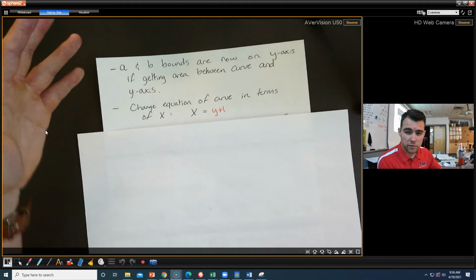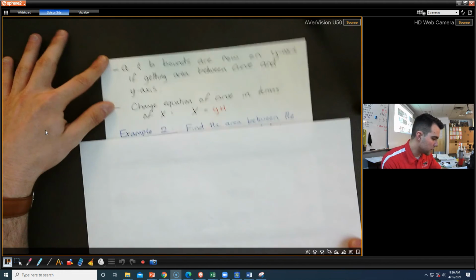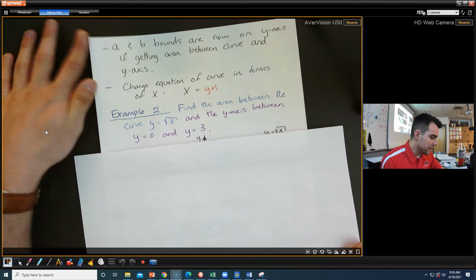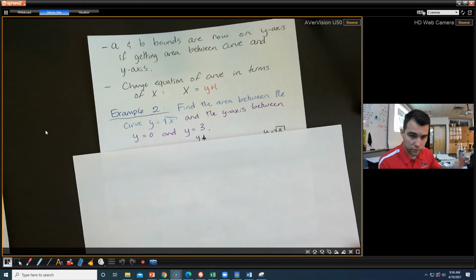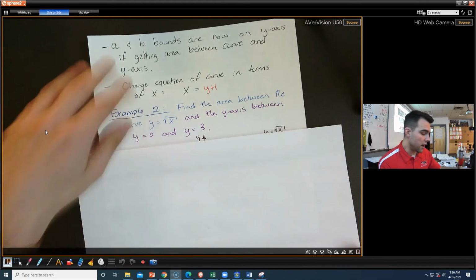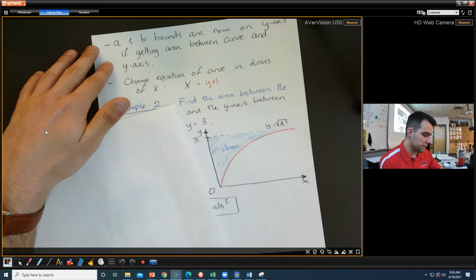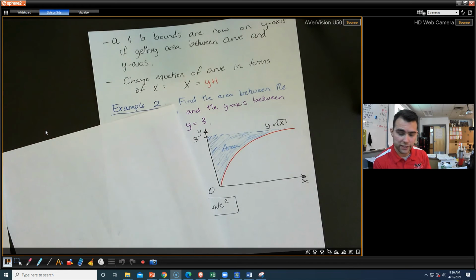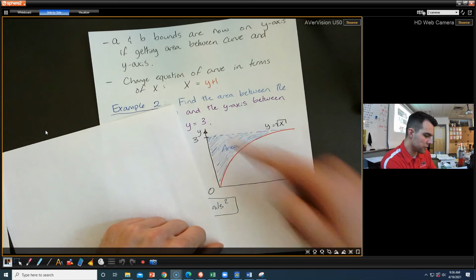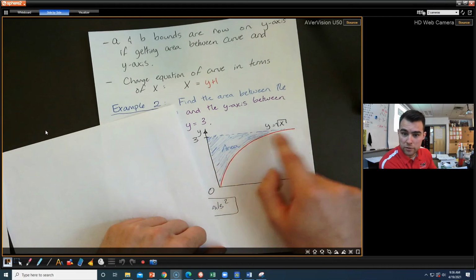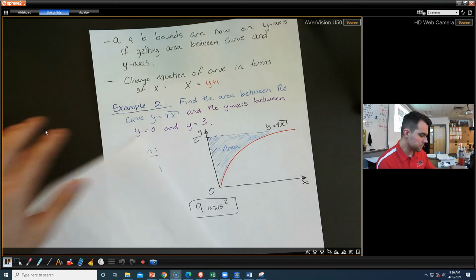Because really all these problems are pretty much like that, okay? So if I ask you to find the area between the curve y equals square root of x and the y-axis between y equals 0 and y equals 3, again, if you were to sketch it, your curve would look something like this. And we're going from 0 to 3. Okay, so I need this blue area between the curve and the y-axis.